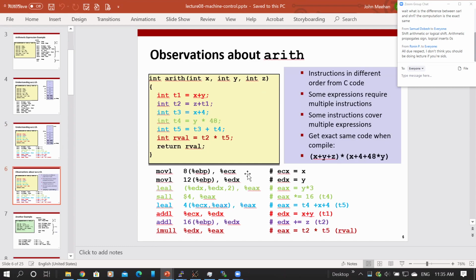So if I had written, instead of all this stuff, if I had just written this expression over here, x plus y plus z times x plus 4 plus 48 times y, that is the same thing that I'm computing in all this junk. If I had just written that one big expression in there and said, return that, it may have generated the same code out of that expression.